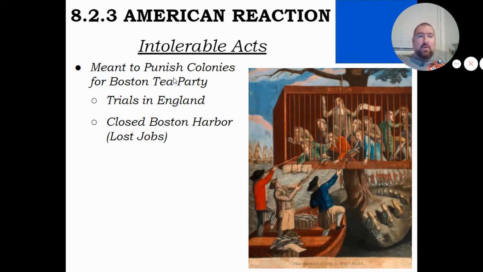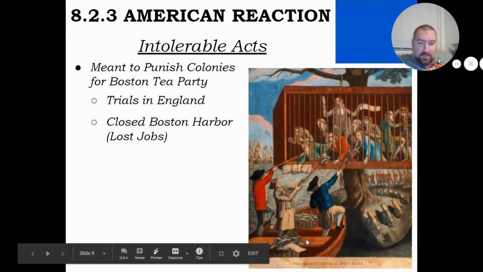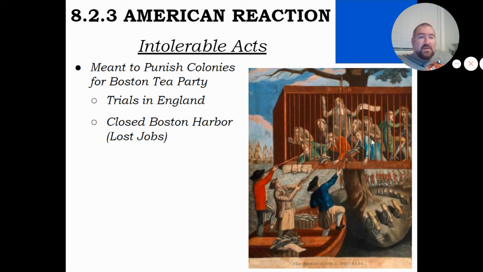And now the British have said, okay, this harbor is closed. So that means every fisherman lost their job. Every whaler lost their job. Every merchant who was trying to ship stuff lost his job. Every shipbuilder lost his job. So all of this is seriously punishing Boston. And this is why, when you have this picture, this is talking about the Bostonians in distress. So as you can see, these Bostonians are kind of in prison because, among other things, it also passed something called the Quartering Act. And we're going to get to that in the next slide.